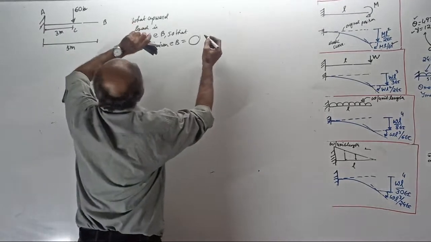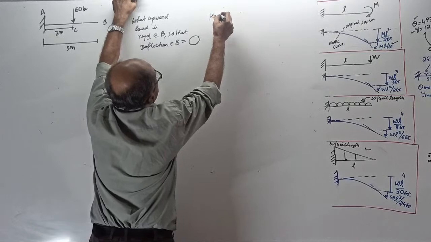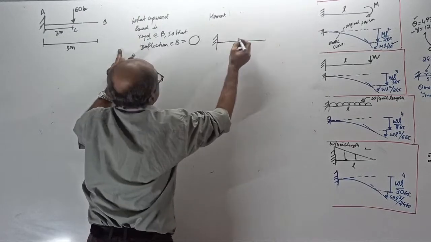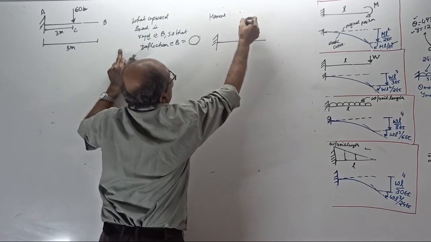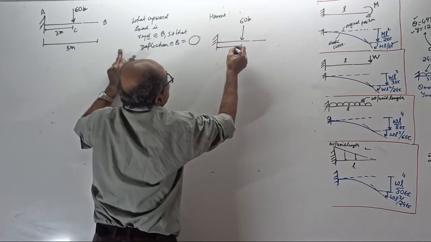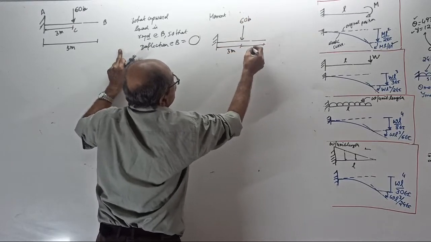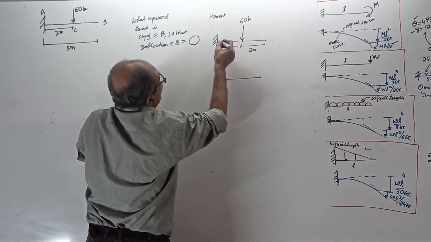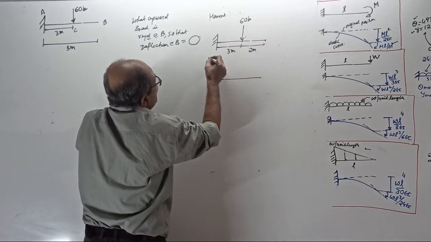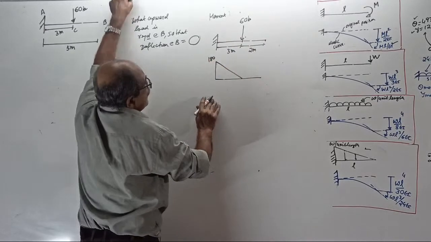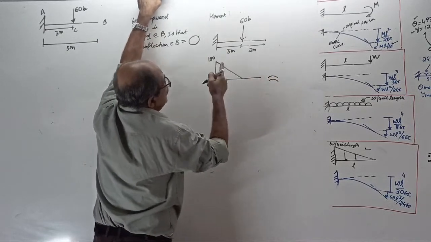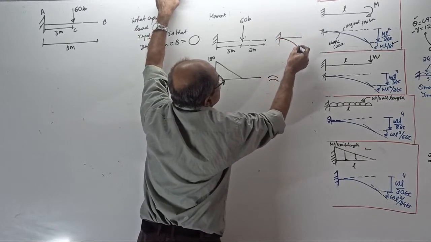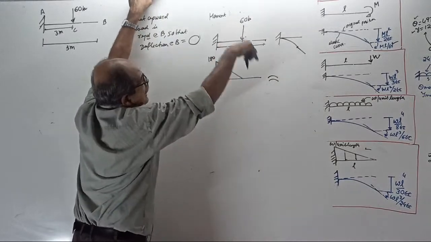Now, solve by moment area. There is a downward load of 60 kilonewton here. This is 3 meters, this is 2 meters. Draw the bending moment diagram: 0 here, 0 here, and 60 into 3 is 180 here. It will come like this. Remember, this is a hogging beam, so the beam will deflect like this. Clear?